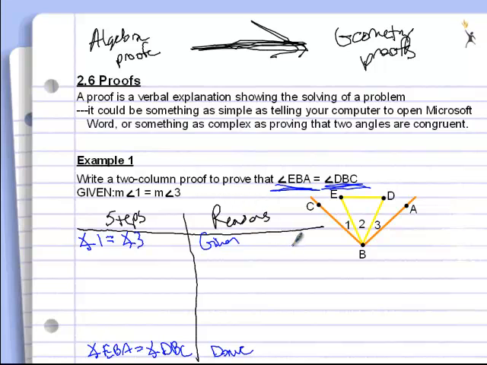Now, geometry proofs are very, very abstract. They're not always straightforward. Some of them are, some of them aren't. This one that we proved together is a proof that you're going to see a few times over. What I want to show you right away is that angle 1 and angle 3 are congruent. That was given to us. And so we're going to use that information to eventually prove that angle EBA is equal to angle DBC.